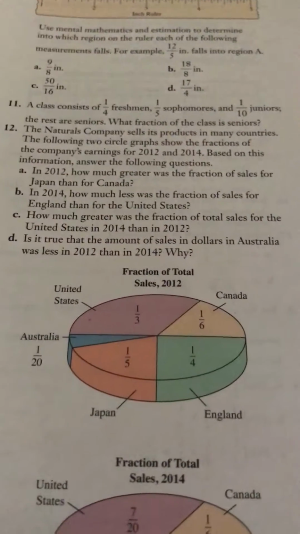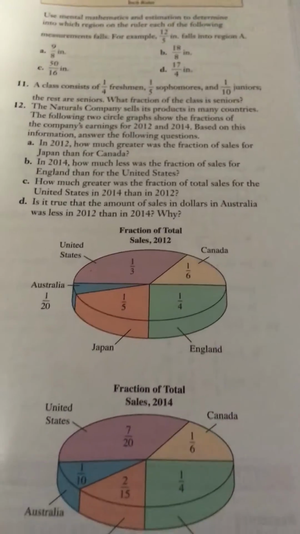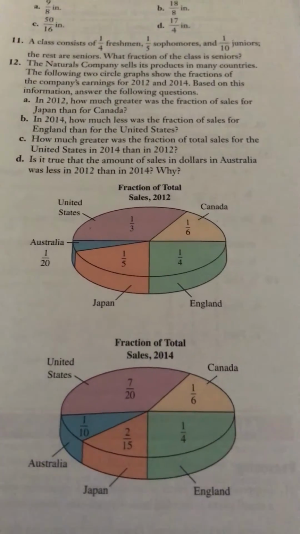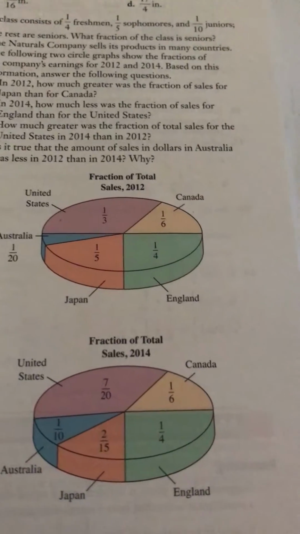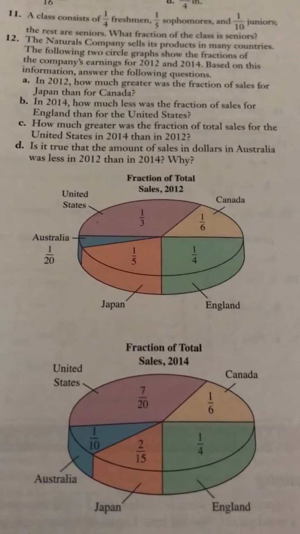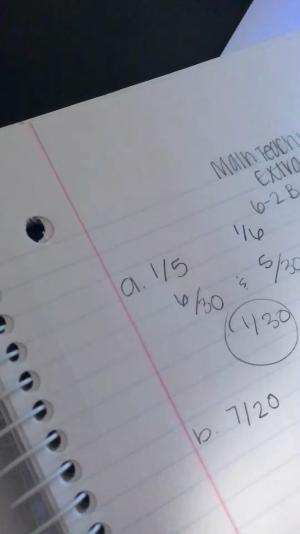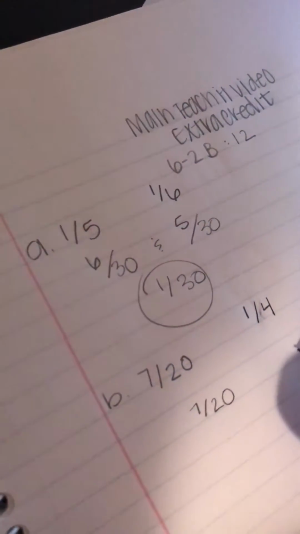For letter B, it says, in 2014, how much less was the fraction of sales for England than for the United States? So we need to look down here to the United States, which was 7/20. And then also for England, which was 1/4. So we come over here, and we have 7/20 and 1/4. We can see that 4 can go into 20, so that will be our common denominator.